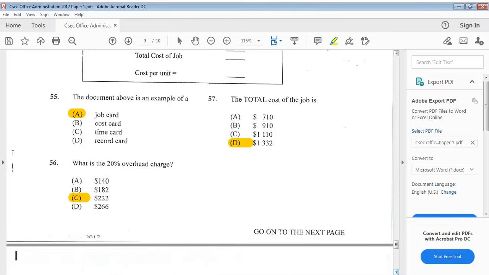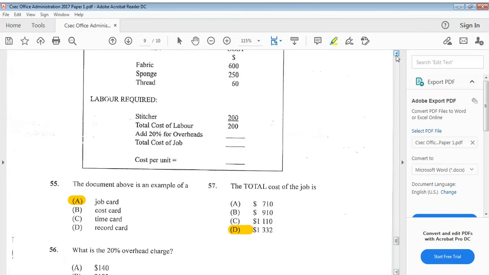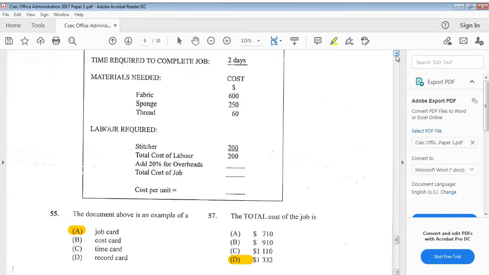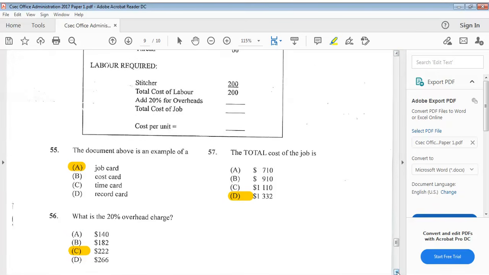What is the 20% overhead charge? So we're going to add all of the above, 600 plus 250 plus 60 plus 200. And then we're going to find 20% of that. So our answer is going to be C, $222.